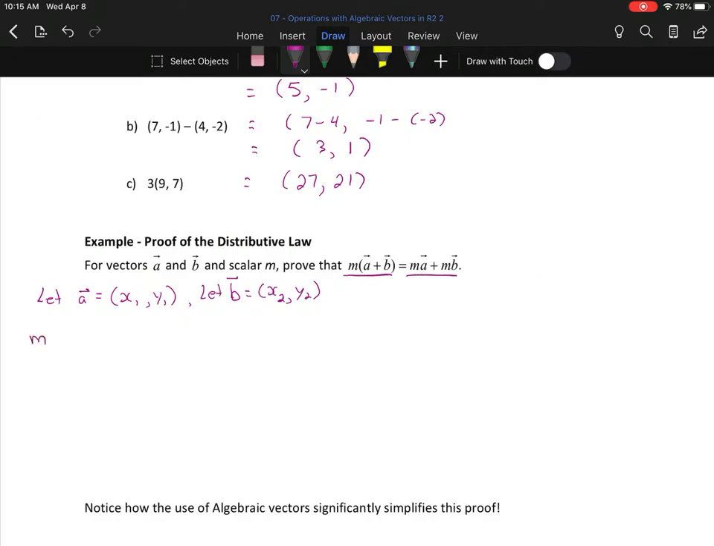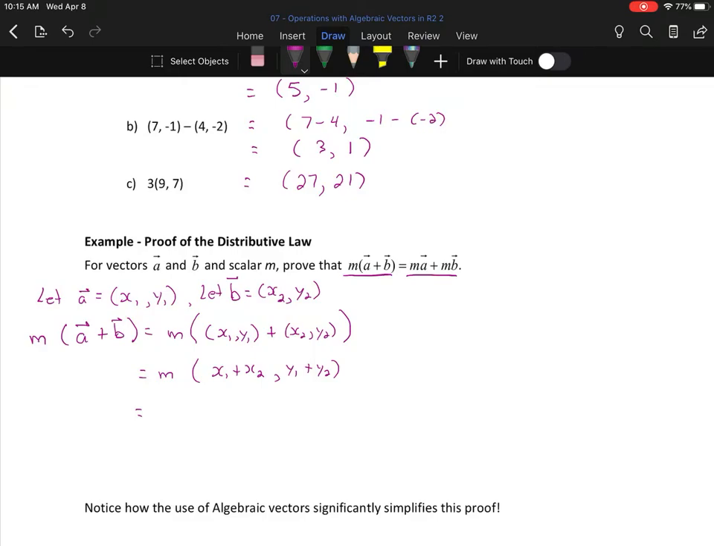Okay, I'm going to start with m times a vector plus b vector. And the a vector here, I need a big set of brackets here. The a vector here is x1 comma y1, and the b vector here is x2 comma y2. I like using different sizes of brackets. It allows me to see what I'm doing there. And then my new algebraic property tells me that to add two vectors, I just add the x's and add the y's.